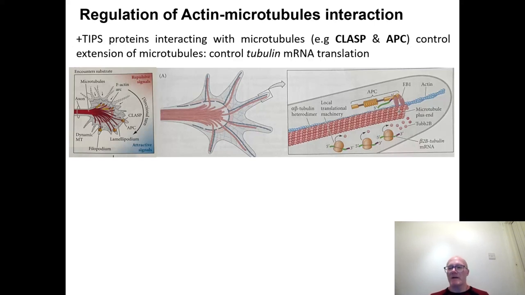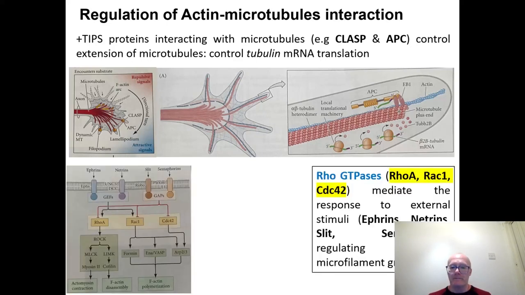mRNA is produced centrally in the soma of the neurons, which can be very far away, and then the mRNA migrates all the way up to the tip of the filopodia, where it can be translated by ribosomes that reside there. This translation into protein is coordinated by these APC or CLASP proteins. However, the final extension of the filopodia, of the finger, is made by filaments of actin.